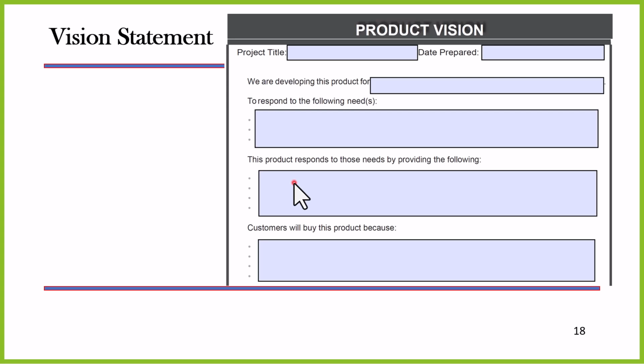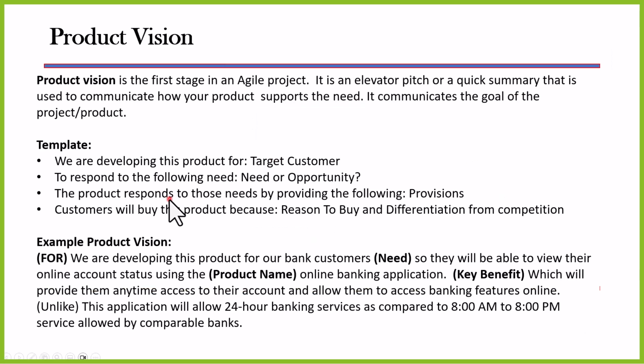And then why will customers buy this product? Why will they buy it? They will buy it because it's the greatest thing since sliced bread or whatever it may be. And this differentiates us from perhaps even our competitors. So that is the product vision itself. So here is a more descriptive slide talking about the product vision.